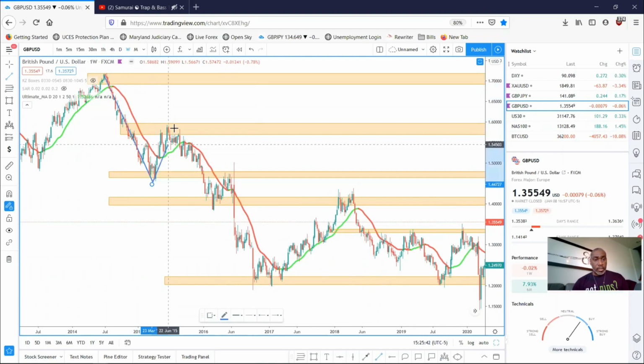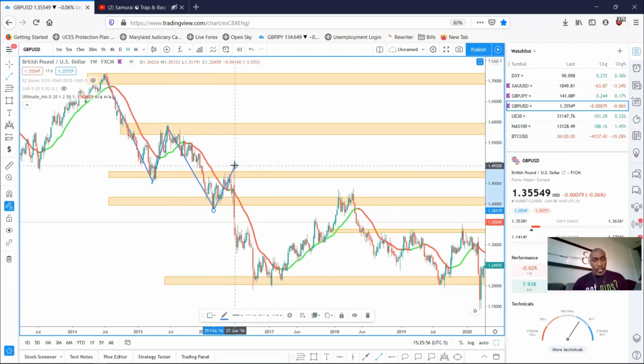Okay, all right. So that's leg number two. So 0, 1, 2. You have 3. This is 4. And then this is 5. And then what happened? Market reversed on this, right?